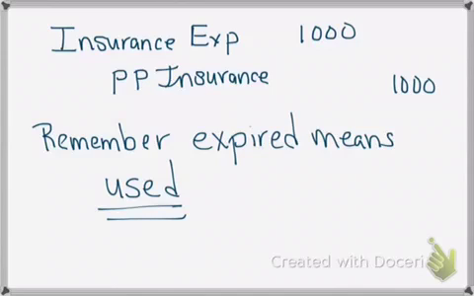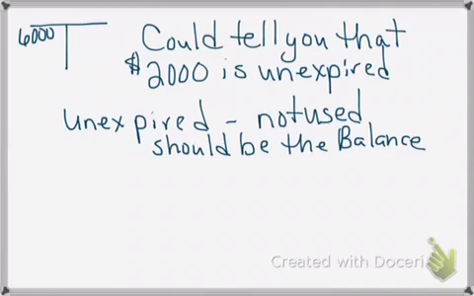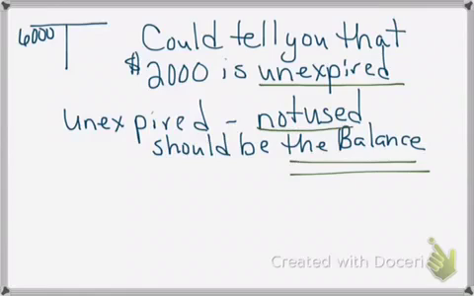The thing to remember here is that when you see the word expired, that means that that is what we've used. This will be the journal entry. So if you ever see expired, that's what you're finding: that journal entry amount. The other thing it could tell you is that $2,000 is unexpired. Now, what does unexpired mean? Unexpired means not used.